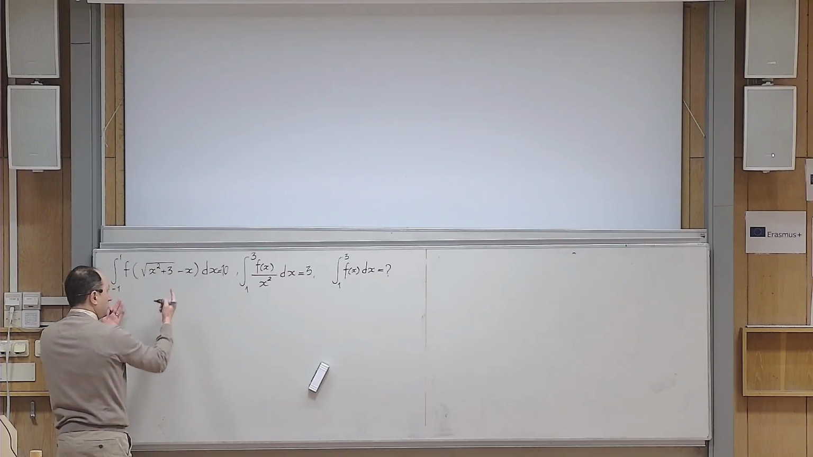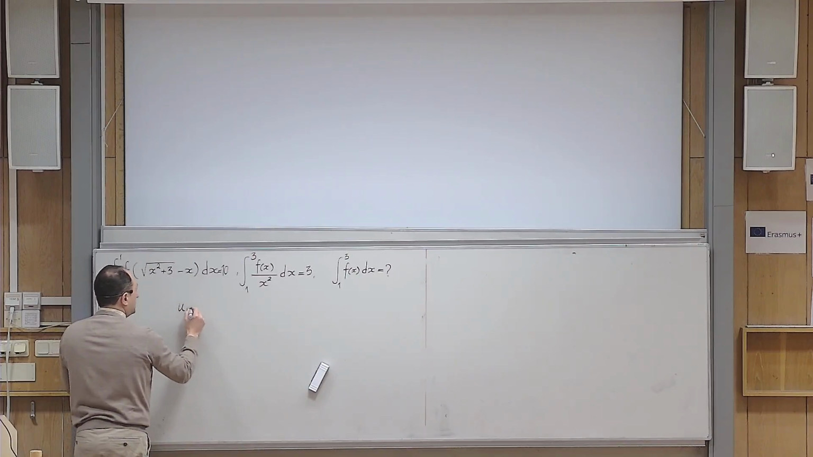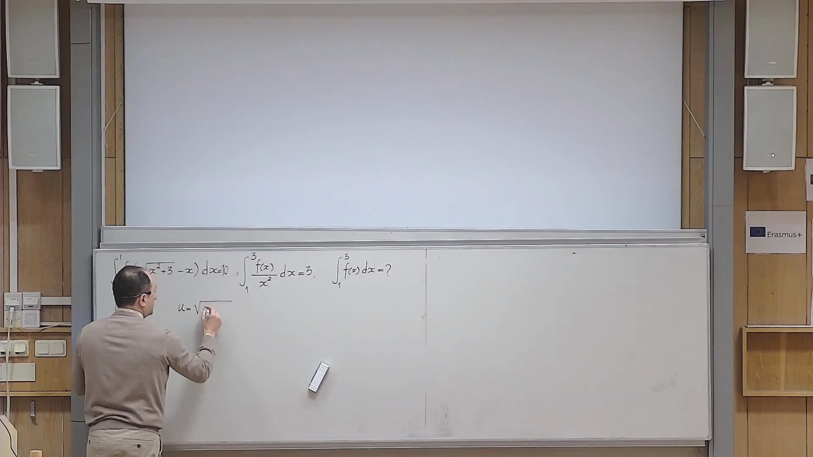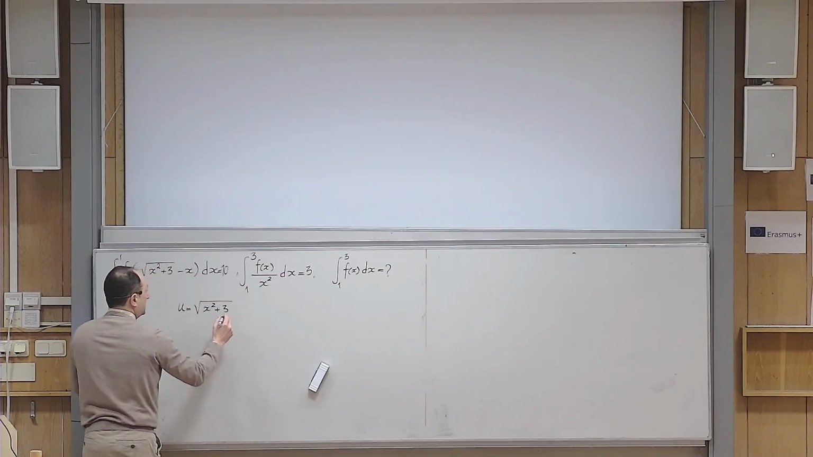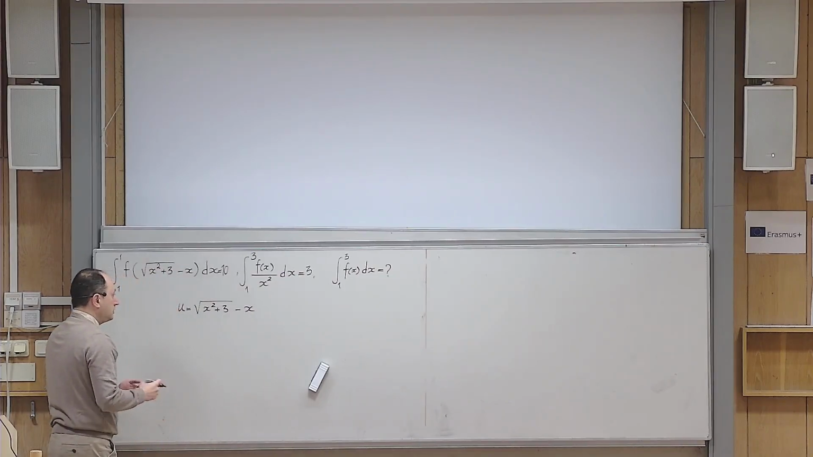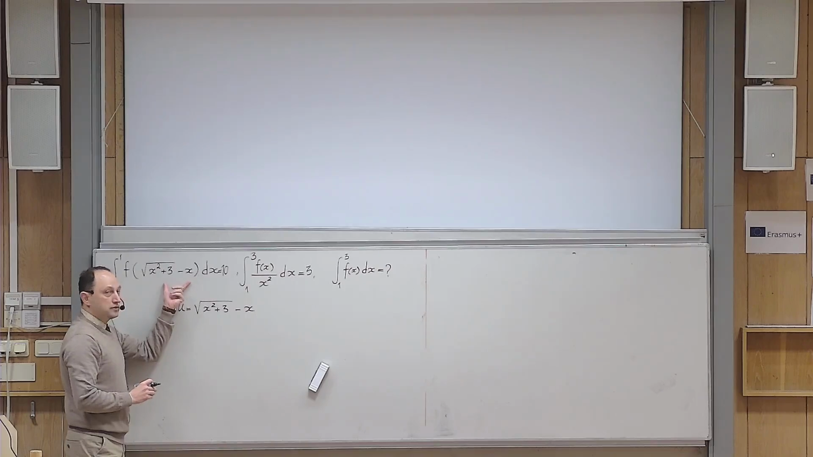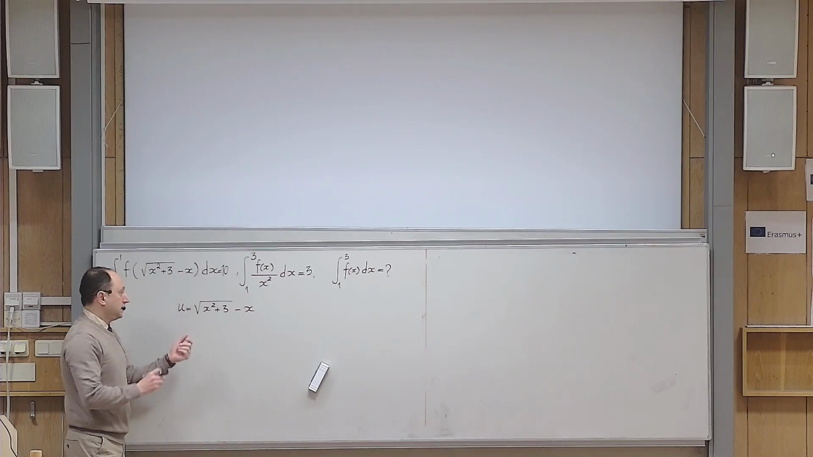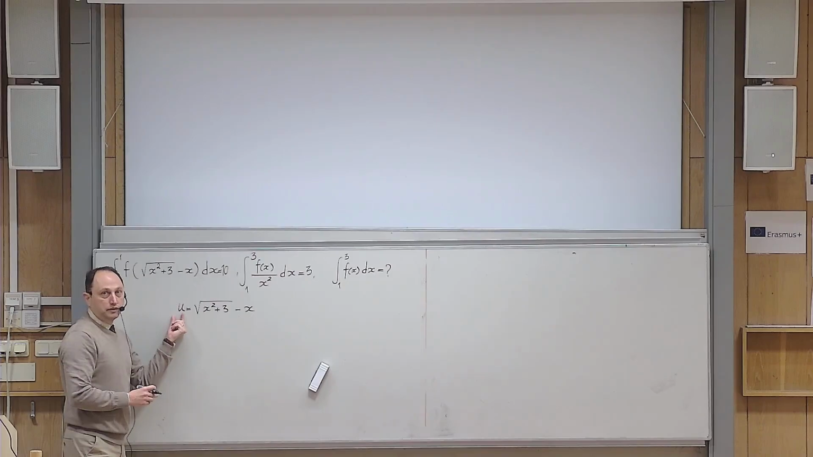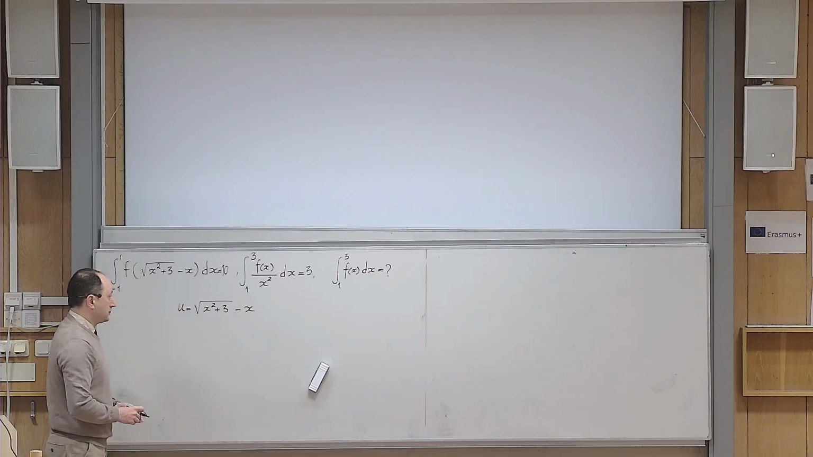So let us start from here and say that let u be equal to the square root of x squared plus 3 minus x. Okay, usually when this happens, you immediately take the derivative from both sides and try to write your integral in a way that it only depends on your new variable, but it is easy to see it is not possible to do it now here.